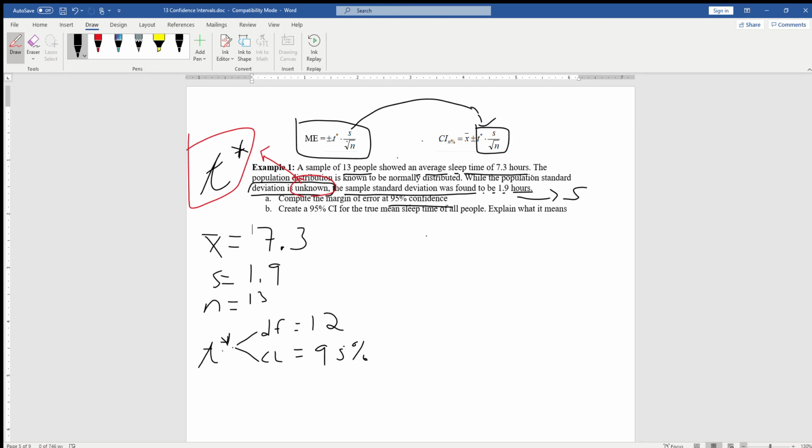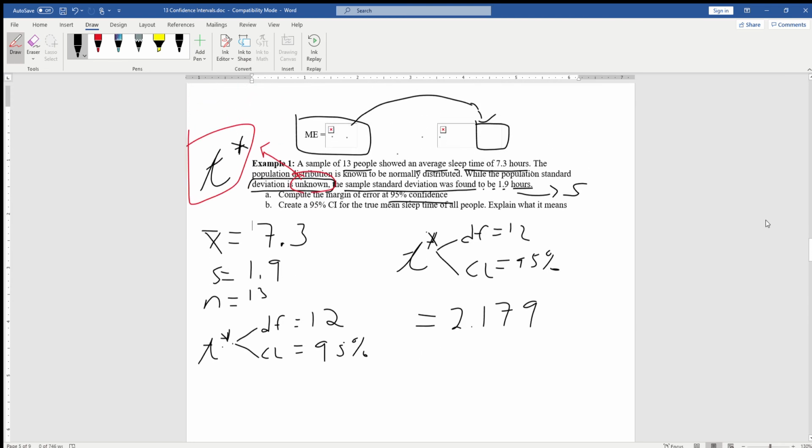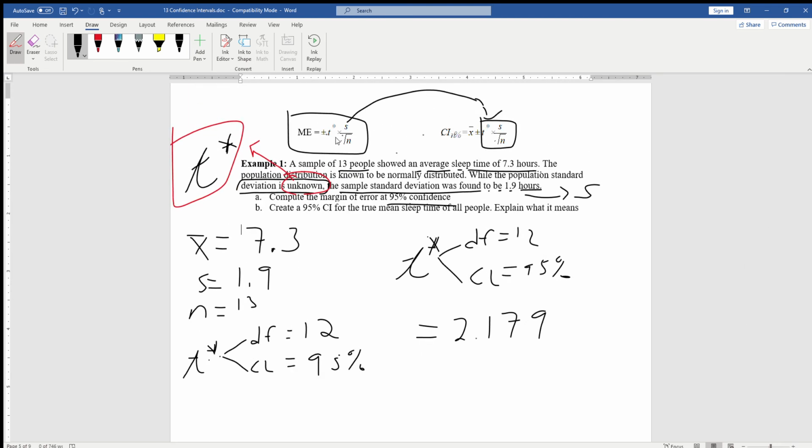From here, we can identify t-critical by going into the chart. For this problem, we have 12 degrees of freedom and a confidence level of 95%. If we look at our chart, that should give us 2.179. Verify that for yourself, and if it doesn't work out, go back and make sure you can resolve that. We're going to use these two formulas to find the margin of error as well as the confidence interval.